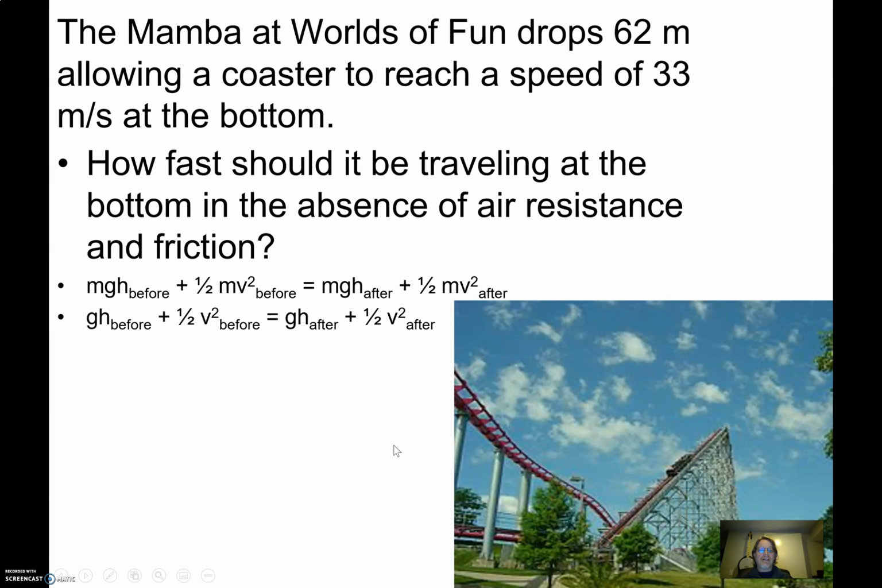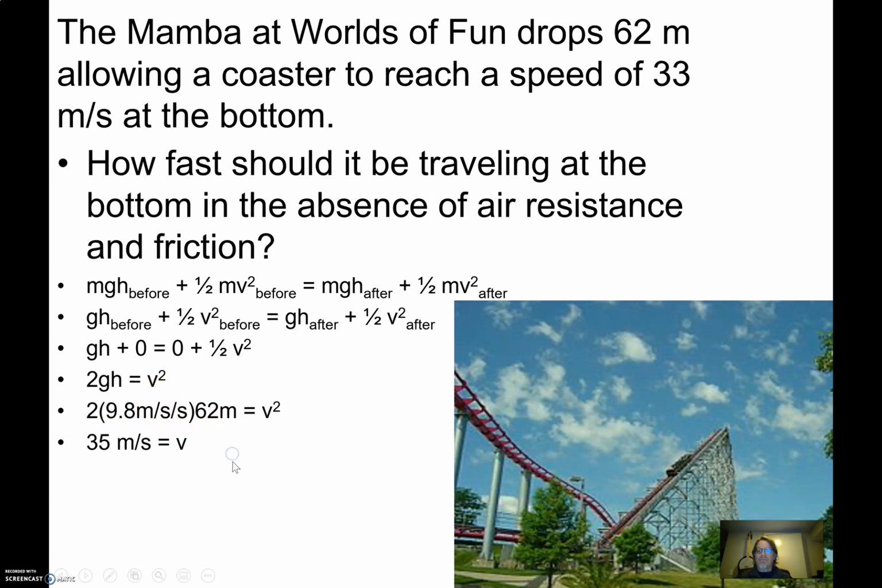Okay, so it turns out I don't know the mass of the Mamba. I don't have to for an ideal situation, because the mass is the same, it drops out. And what else drops out is the kinetic energy at the top and the potential at the bottom, because we went down clear to the height of 0. So now all I have to do is solve for the V. So 2 times the g h, do the square root of 2 times the g h. And then do the square root, 35. So theoretically, that thing should be moving 35 meters per second at the bottom.